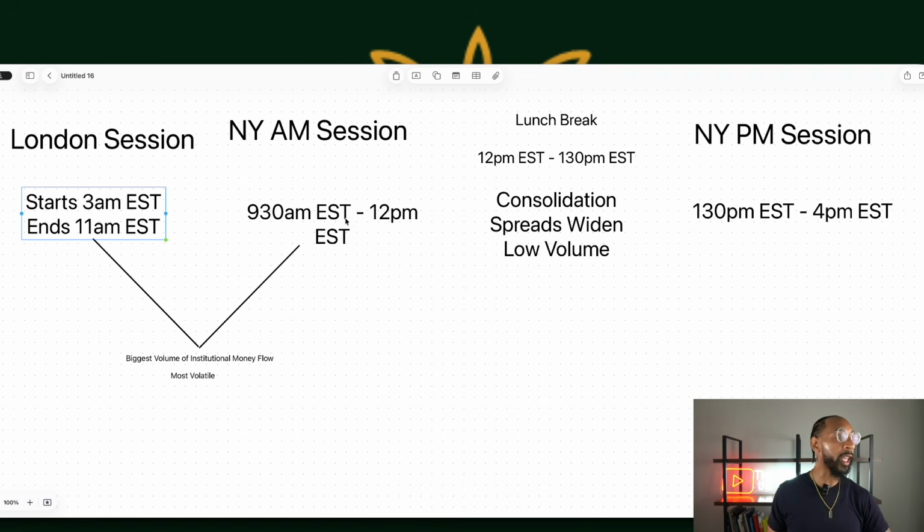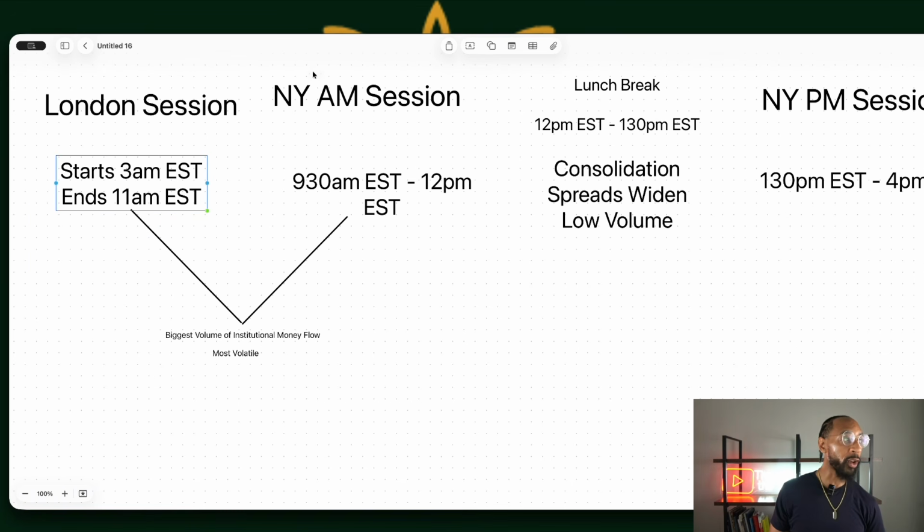Now, when we are looking at the New York AM session and you're looking at trading your price targets, where does price usually go to? Previous day's fair value gaps. Mind blowing, right? Previous day fair value gaps.